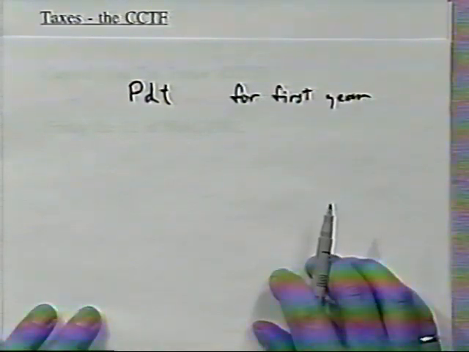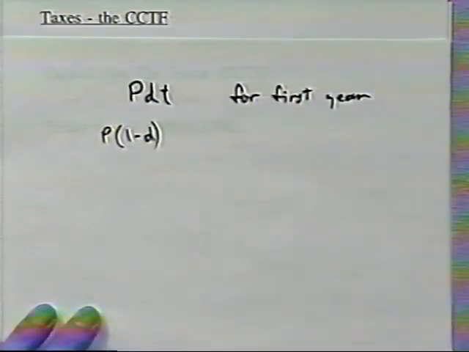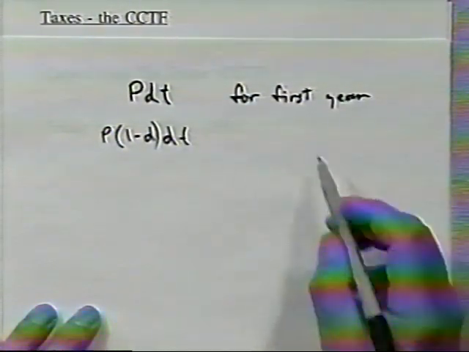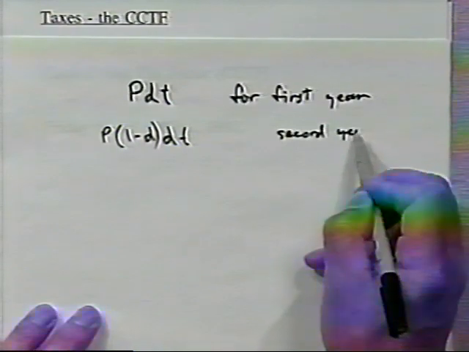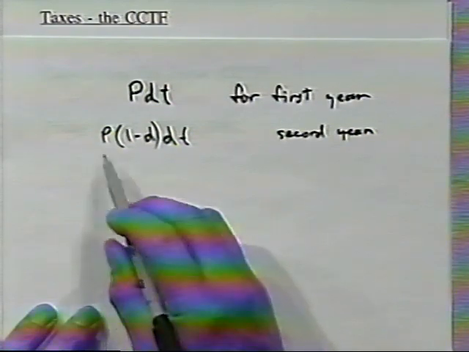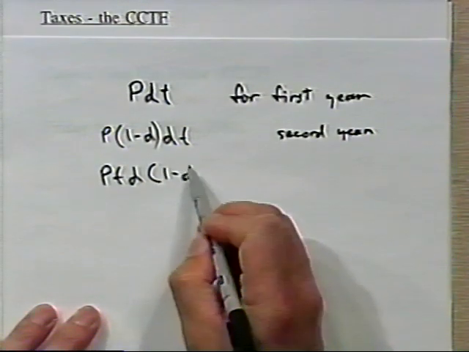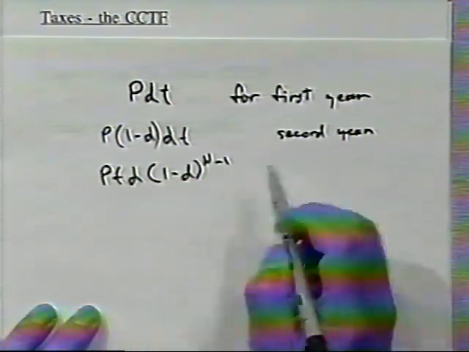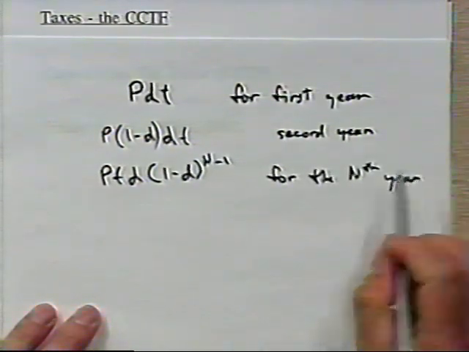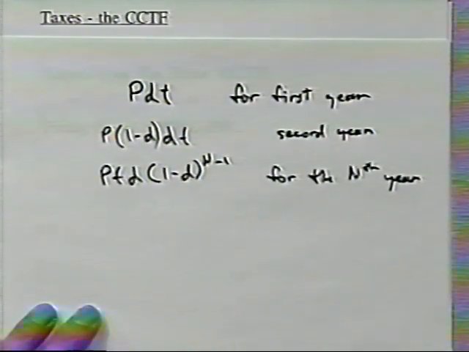Now for the second year, the book value of the asset is going to be P times 1 minus d. So that will be depreciated and then not taxed at the tax rate T. So that's the savings for the second year. Or in general, just to reorder these a little bit, it's going to be P T d times (1 minus d) to the n minus 1 for the nth year. That's going to be the savings that are being incurred each year in the future.